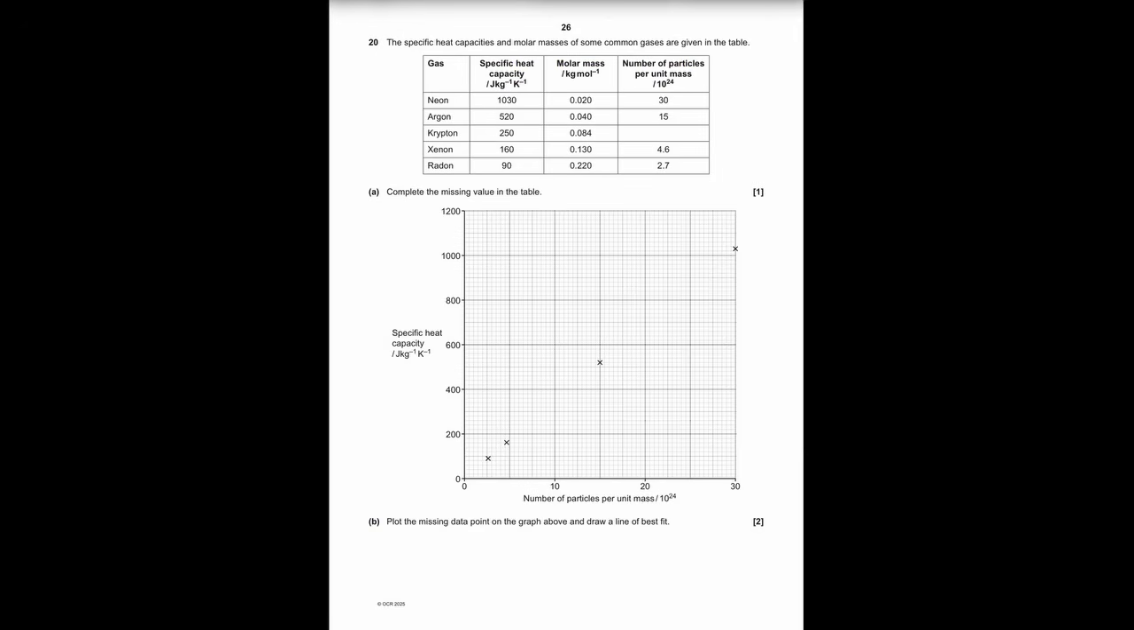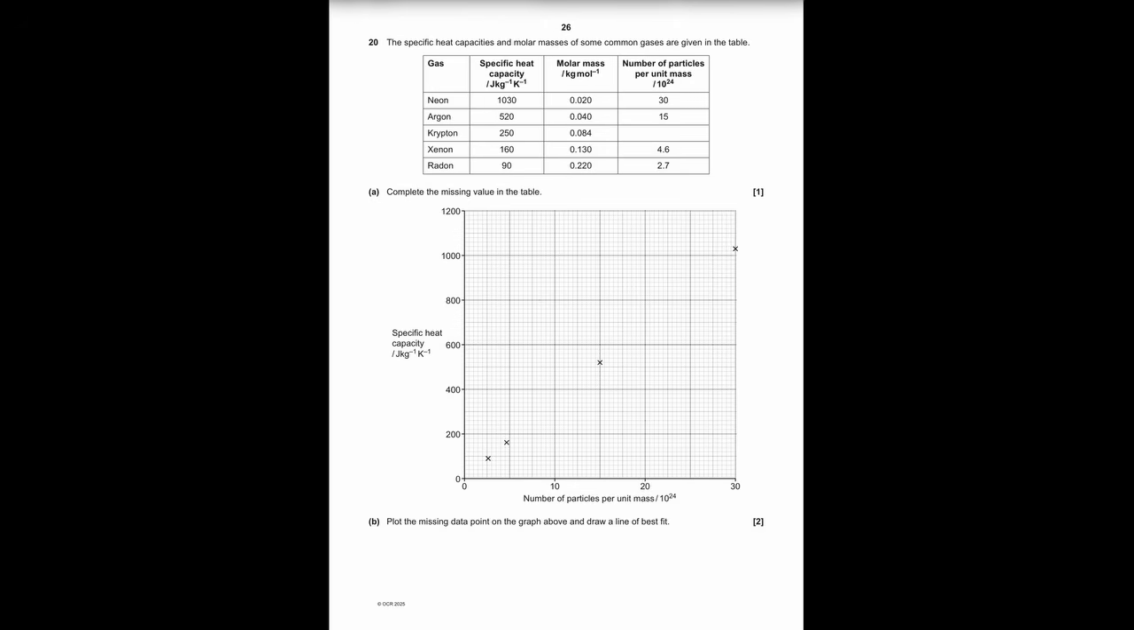So, complete the missing value in the table. What am I looking for here? The number of particles per unit mass. So what information have I got? Okay, molar mass and all that. So it leads me towards having to use a chemistry formula. I know a lot of you would do chemistry, so you might be more confident with it. But if you're not, we're just going to go, okay, what do I know about this situation?